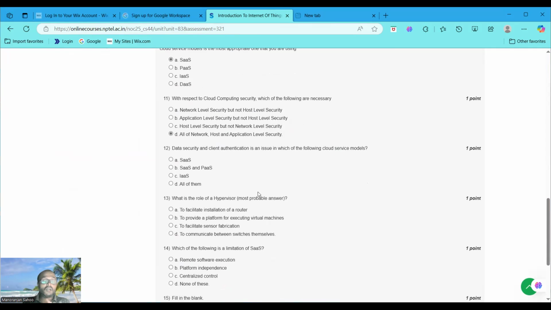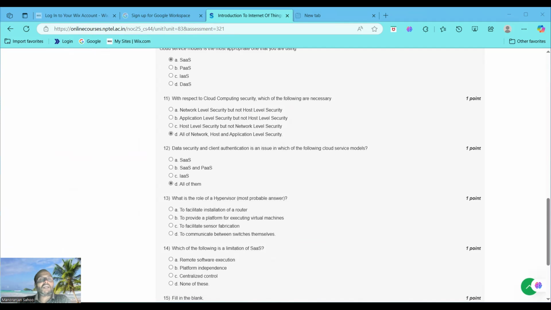Data security. How to secure the data and client authentication is an issue in which of the following cloud service models? That is in case of software as a service, platform as a service, infrastructure as a service, in any service, that is all of them. All of them it is required. Got it? All of them required.